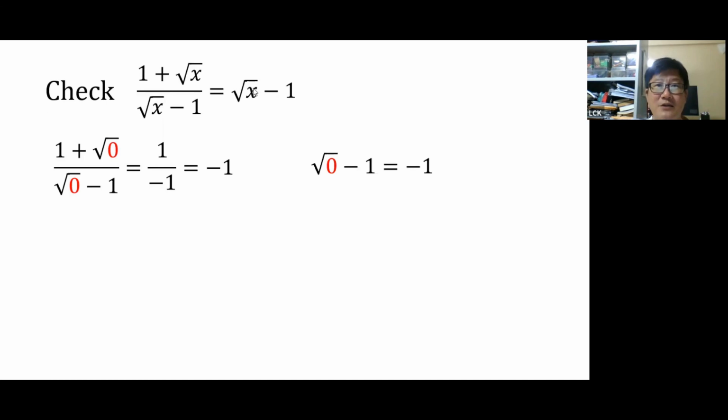On your right side, you get a 0 minus 1, square root of 0 minus 1, which gives you a minus 1. So 0 is definitely a solution. 0 checks out. 0 is a solution. Good. Okay? Now let's do 9.